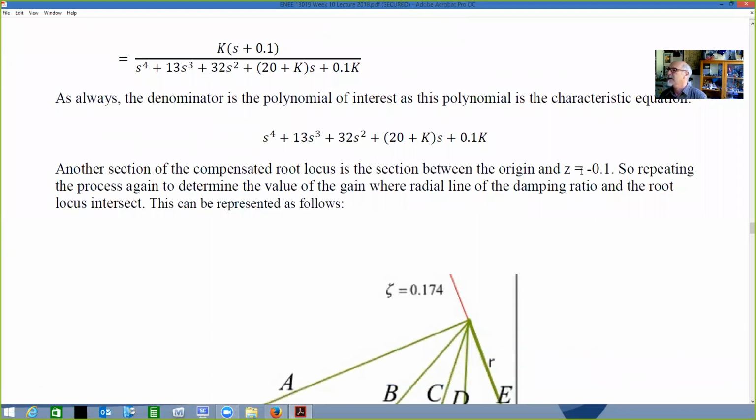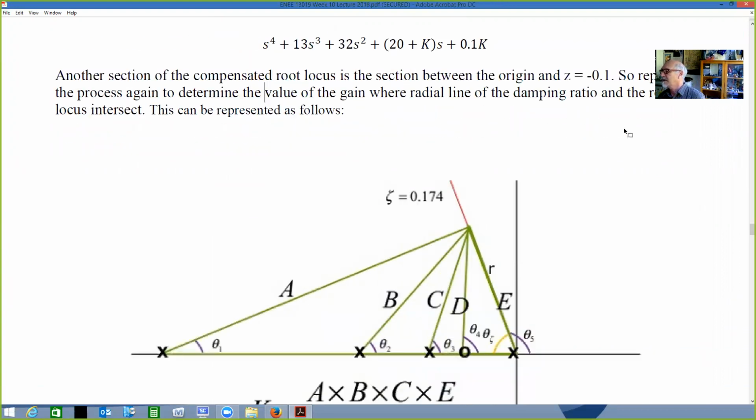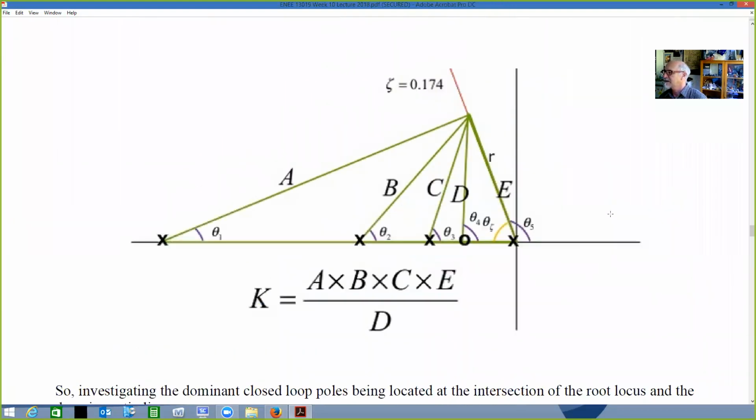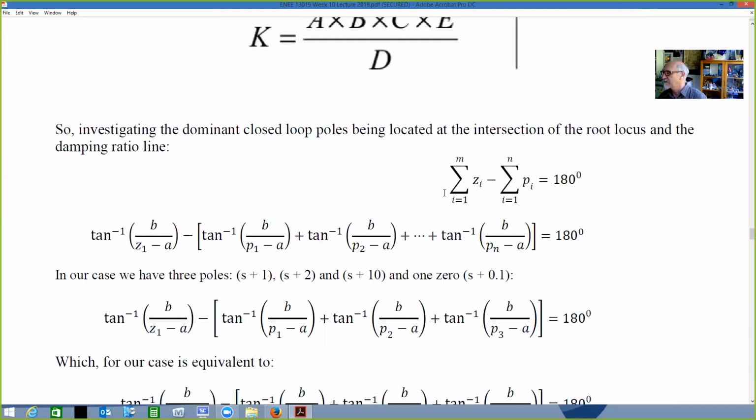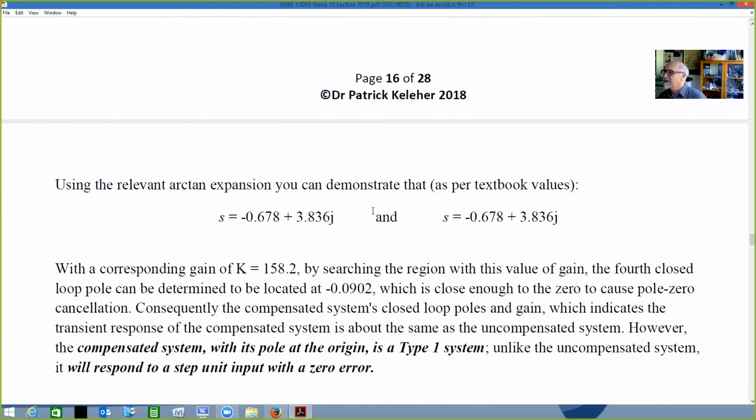So another section of the compensated root locus is between the origin and that 0 point, which is really s equals negative 0.1. So repeating the process again to determine the value of the gain, exactly the same process. Graphically, that's what it looks like. We're looking at those angles again. So as you might imagine, we've got to go through and do that process again. We follow that through, and we basically end up with these two values.